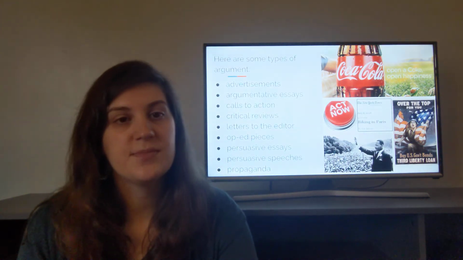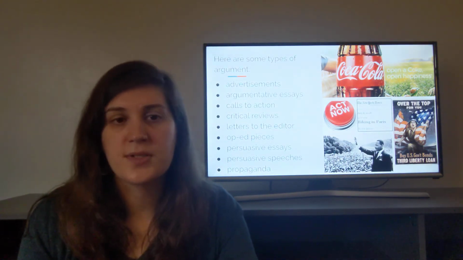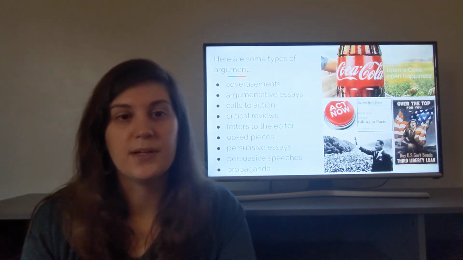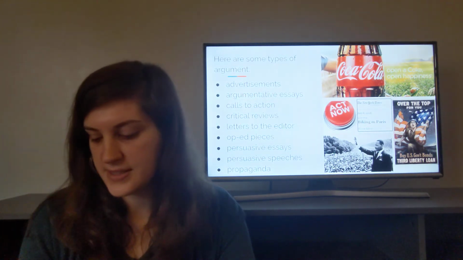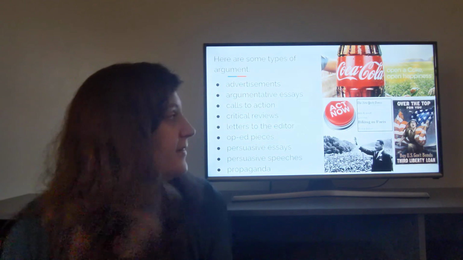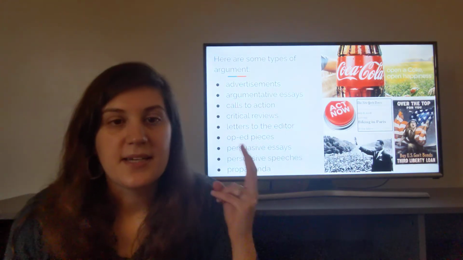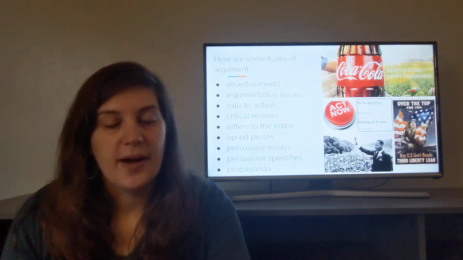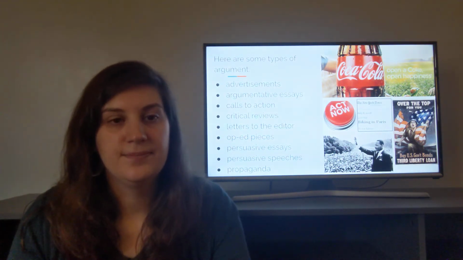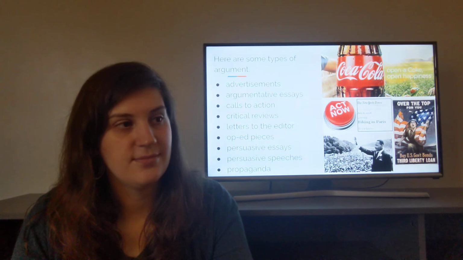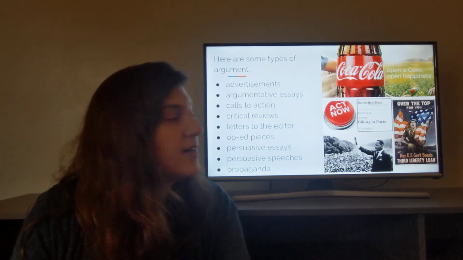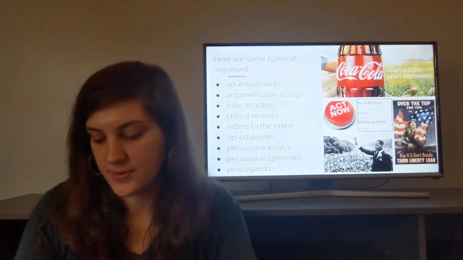New York Times or any newspaper really posts op-eds or letters to the editor where people give their opinions and their arguments. Propaganda is an interesting one. So this is a piece of U.S. propaganda from World War II telling you to buy government bonds. Not all propaganda is this tame. This is pretty tame. There are other examples.